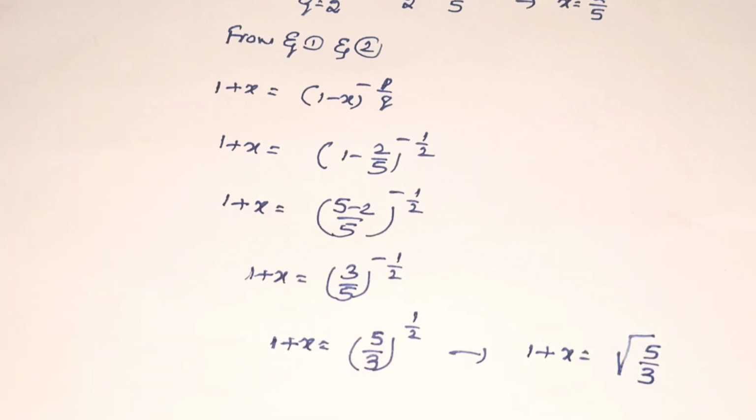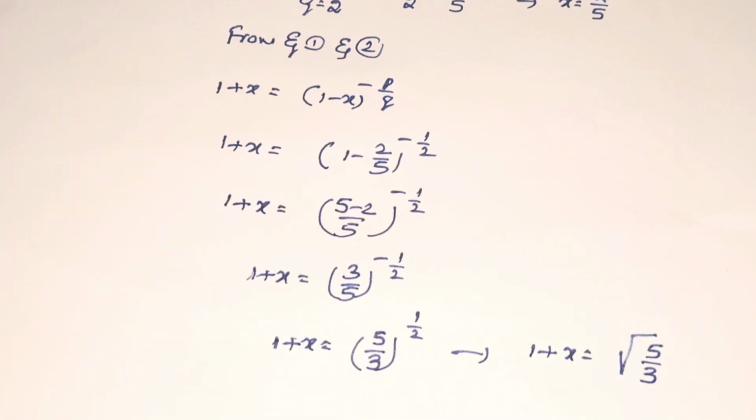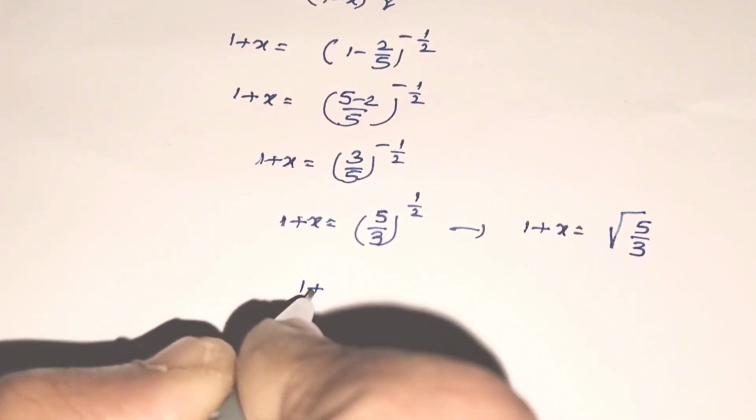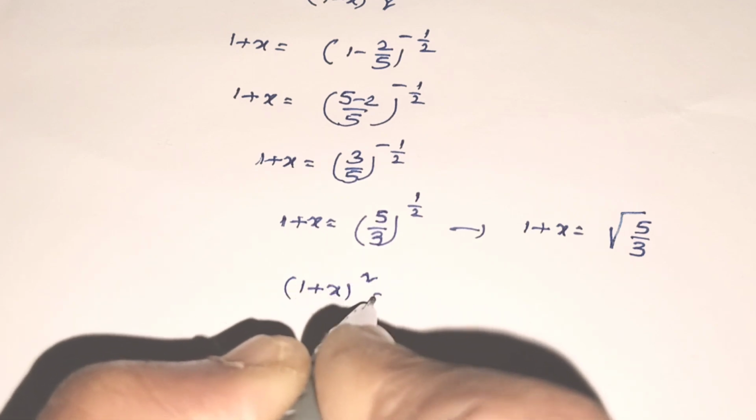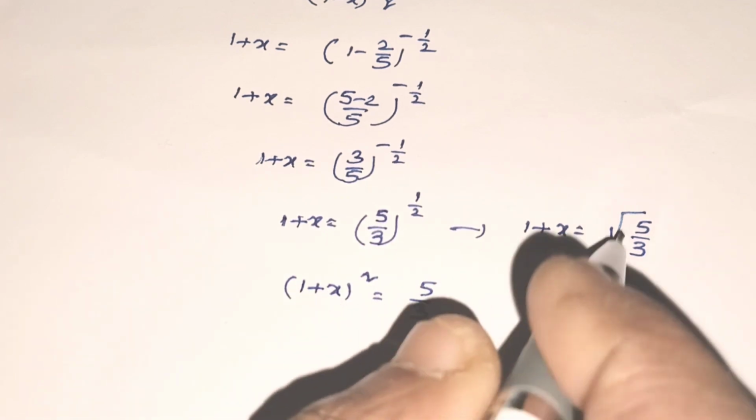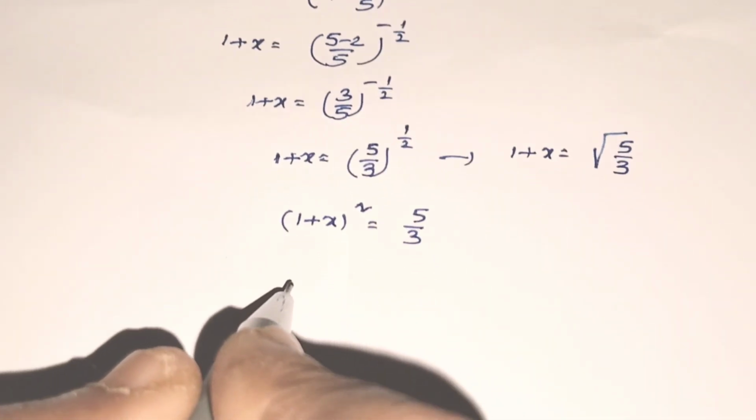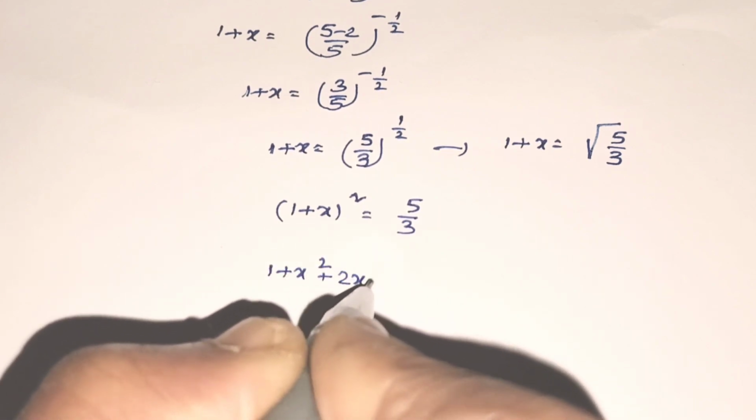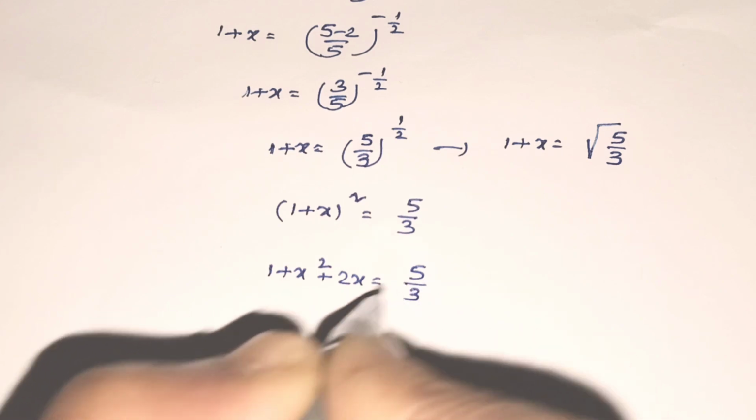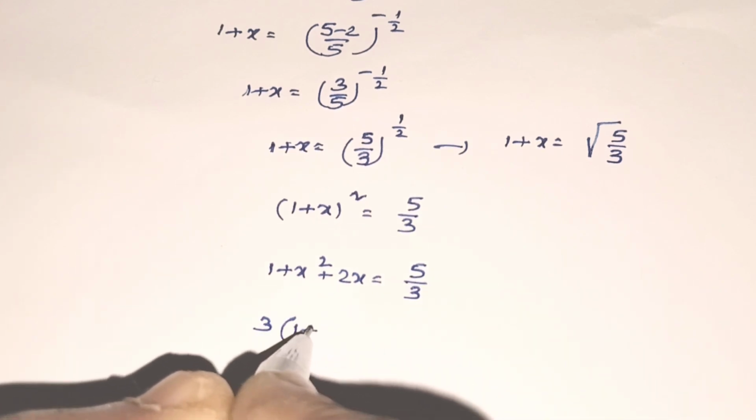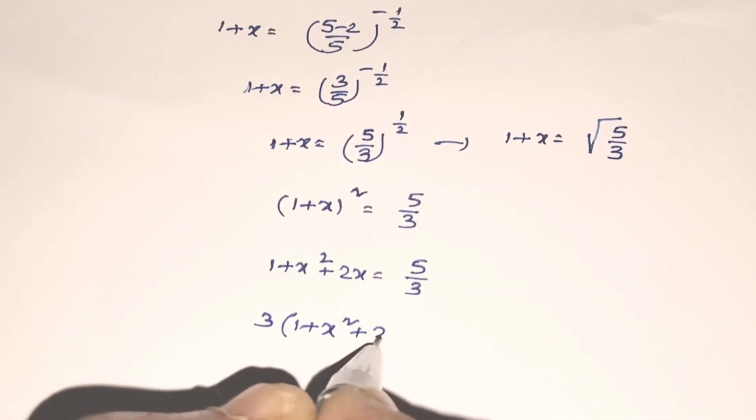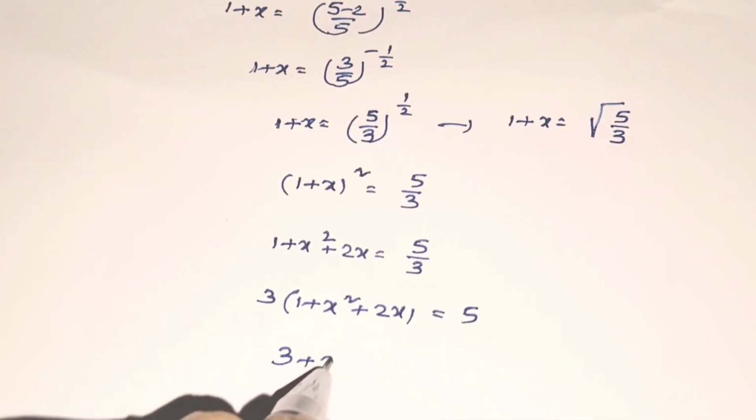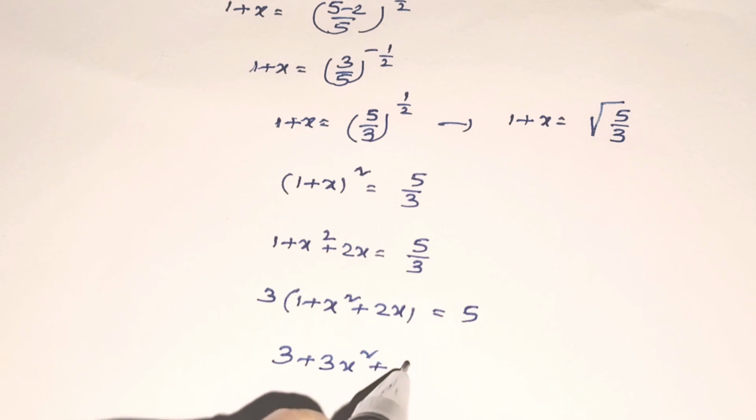What is the given question? We want the value of 3x square plus 6x. In the next step I am squaring on both sides. Then you get (1 plus x) whole square is equal to 5 by 3, since root 5 by 3 whole square is equal to 5 by 3. Now taking this expansion, it becomes 1 plus x square plus 2x is equal to 5 by 3. Now doing the cross product, 3 into (1 plus x square plus 2x) is equal to 5, which implies multiplying all these values, you get 3 plus 3x square plus 6x is equal to 5.